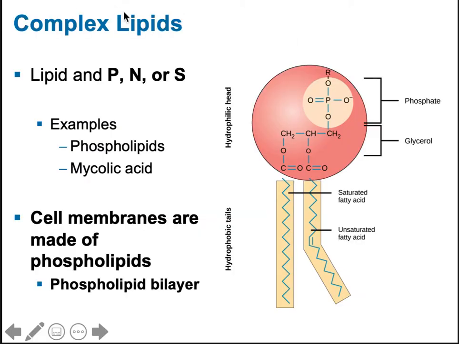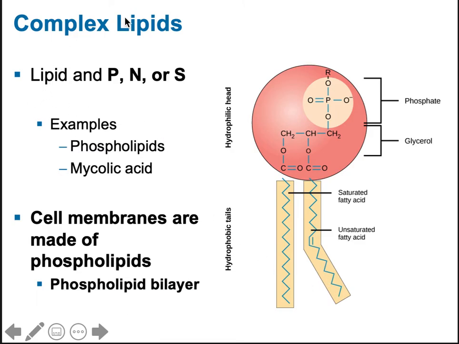Okay, so for complex lipids, you're taking something like a glycerol and a phosphate, and then you're sticking on the fatty acid chains to that head. So this is the basic unit of our cell membranes. We call it a phosphate head, but it's actually phosphate and glycerol. And then you have your two chains of fatty acid. One of the chains is saturated, one of the chains is unsaturated.